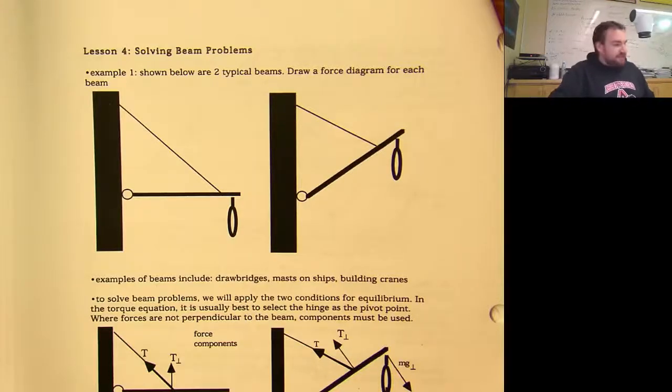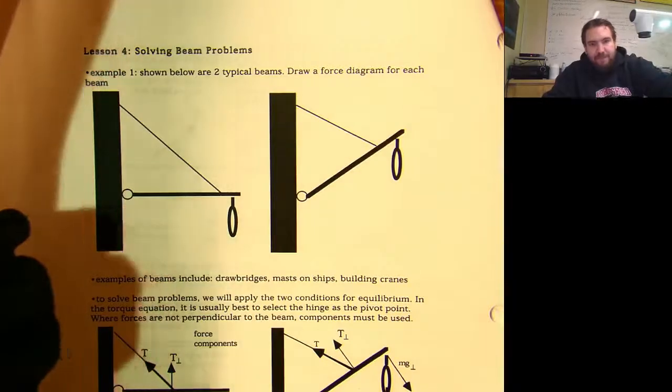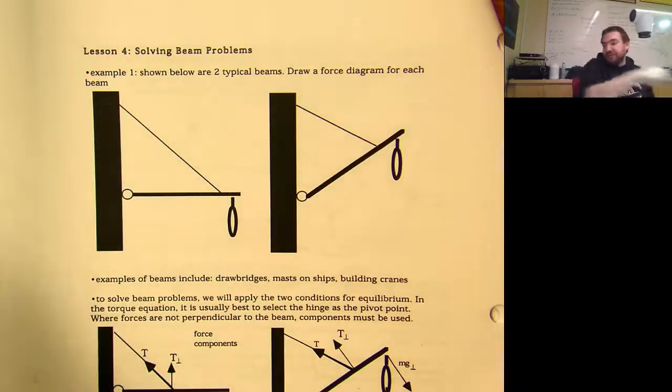Hey guys, so here is lesson 4 out of torque. We're going to look at lesson 4 and 5. We're just going to look at specific examples of types of equilibrium problems. There's nothing new here. It's just how do we go about dealing with these torque concepts in very specific, kind of specialized cases.